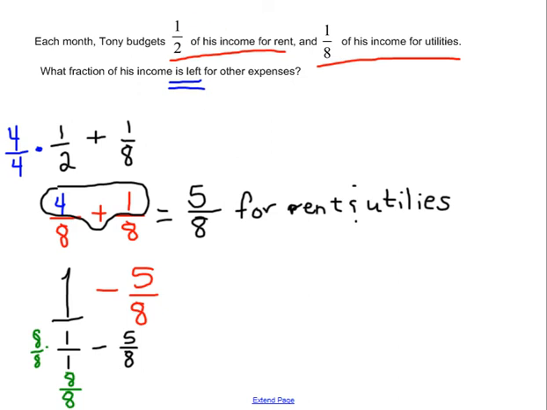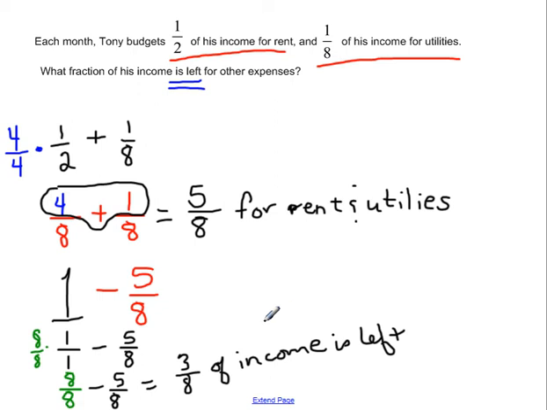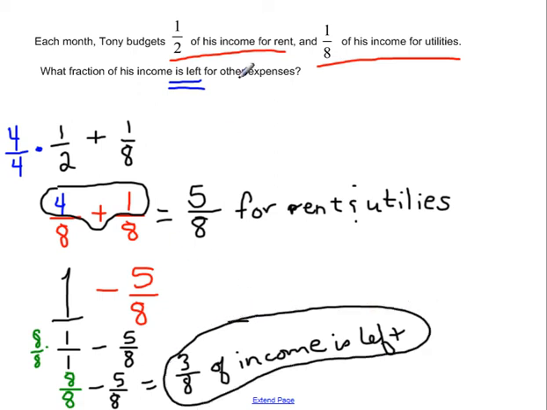So 8 over 8, we're going to subtract 5/8. 8/8 minus 5/8 tells us that there's 3/8 of his income that's left for other things. So 3/8 of the income is left. And that's the question that we were being asked to answer. So just be sure, keep going back to the original problem to make sure that you've answered the question that was asked of you.